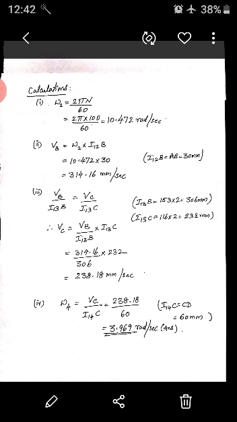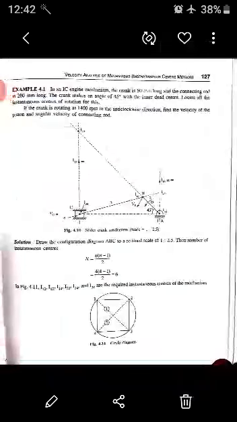Okay, now let us take one more example, of a slider crank mechanism. See, problem 4.1, I have put it in this PPT. In an IC engine, the crank is 50 mm. Crank means we are talking of AB, which is 50 mm, and the connecting rod is 200 mm. Connecting rod means link BC, 200 mm. The crank makes an angle of 45 degrees with IDC, inner dead center. So crank AB is making an angle of 45 degrees with line AC.